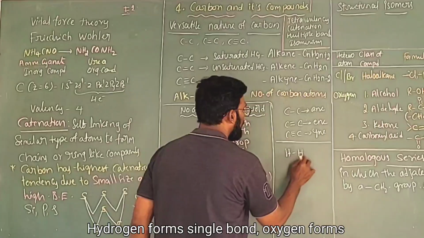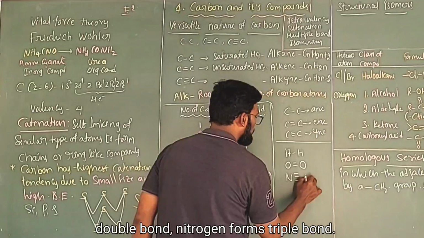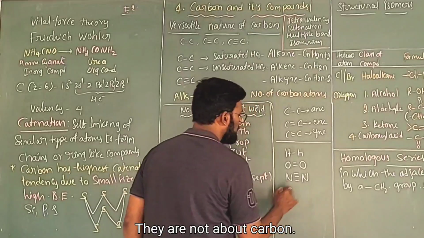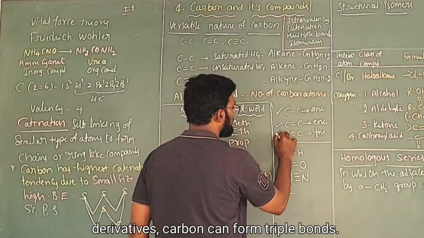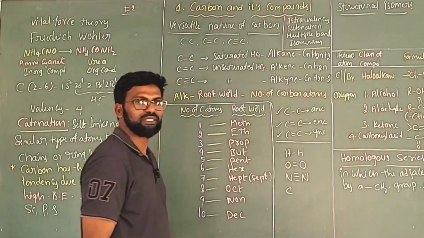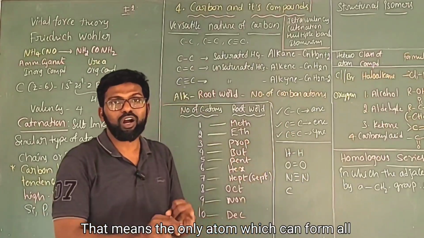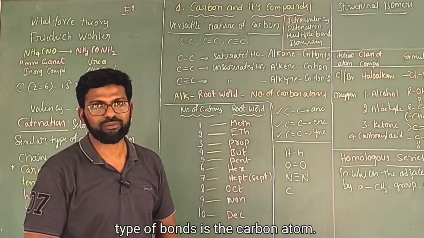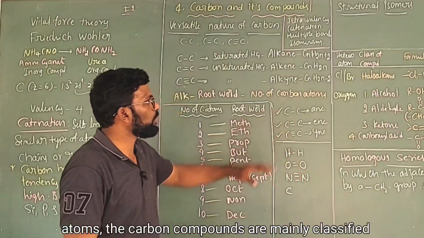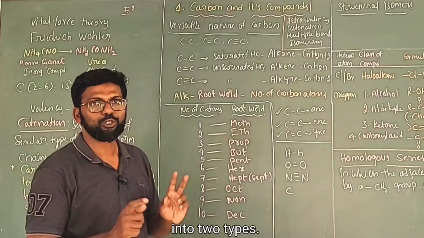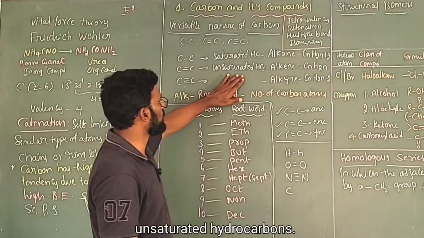Hydrogen forms a single bond, oxygen forms a double bond, nitrogen forms a triple bond. Then what about carbon? Carbon can form single bonds, double bonds and triple bonds. That is the speciality of carbon. That means the only atom which can form all types of bonds is carbon. Based on the number of bonds between carbon atoms, carbon compounds are mainly classified into 2 types: saturated hydrocarbons and unsaturated hydrocarbons.